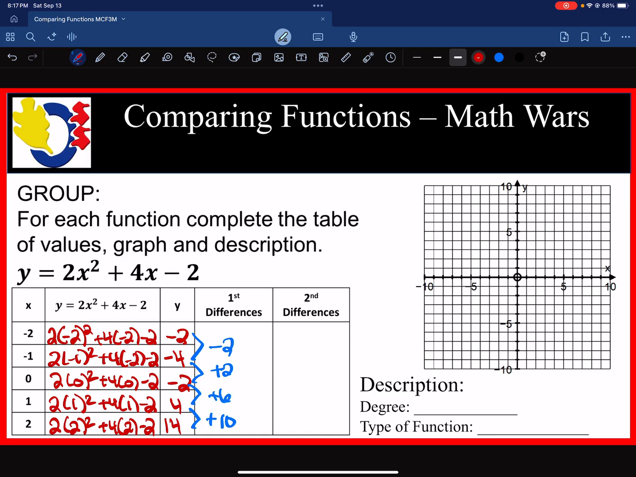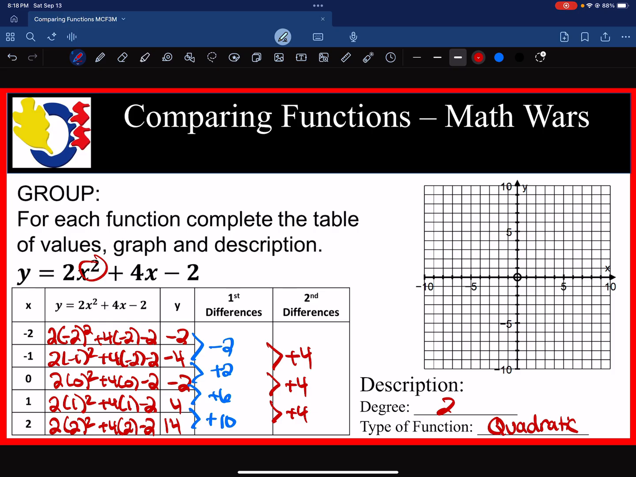Okay, we're going to look at the second differences. So plus 4, plus 4, plus 4. So since our second differences match, plus 4, plus 4, plus 4, the type of function is quadratic. And the highest exponent is a 2, so we're going to put a 2 there.